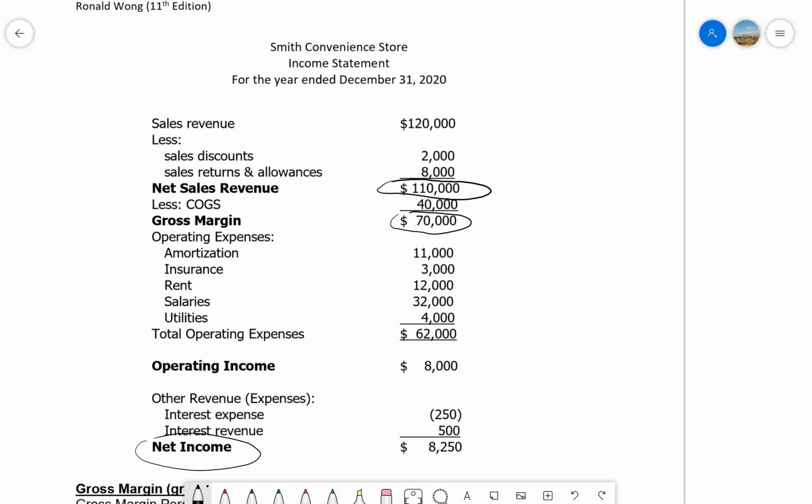The reason that we have these subtotals is that it gives the user of the financial statement more information. We know that this company had total sales of $120,000. They offered discounts to their customers, and the discounts totaled $2,000.